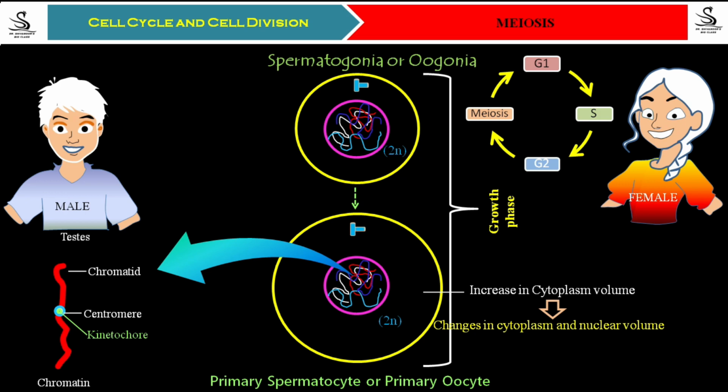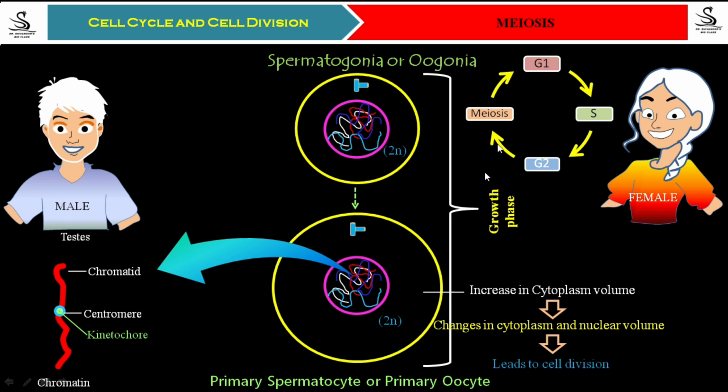Means the spermatogonia or oogonia are there. It must now go through meiotic division only. There is no other option for this cell. Yes, it leads into cell division. Got it, students? Yes, here cell division is going to occur.